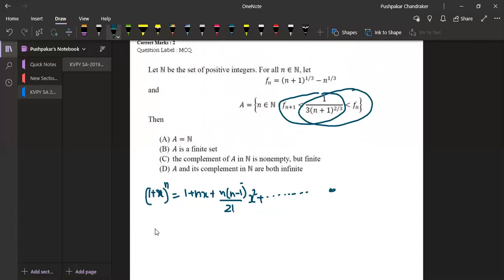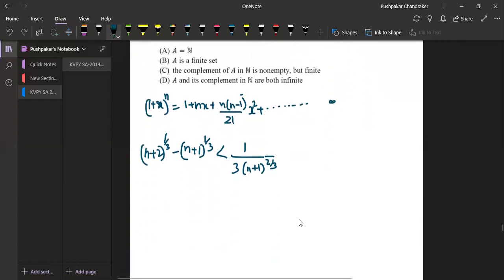Okay, so let us write what is f of n plus 1. So f of n plus 1 is nothing but n plus 2 power 1 by 3 minus n plus 1 power 1 by 3, less than 1 by 3 n plus 1 power 2 by 3. This is the first result. And this one inequality you have to solve. First we'll solve this, then we'll solve the next inequality.